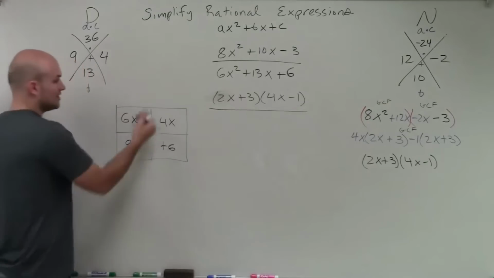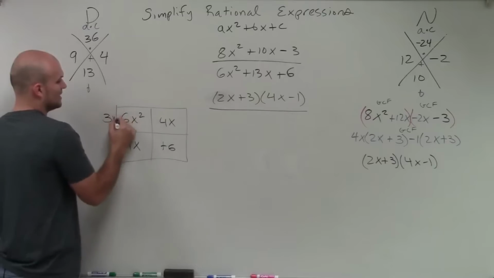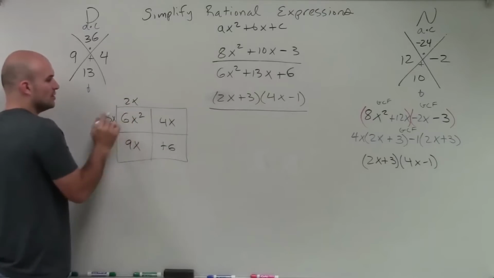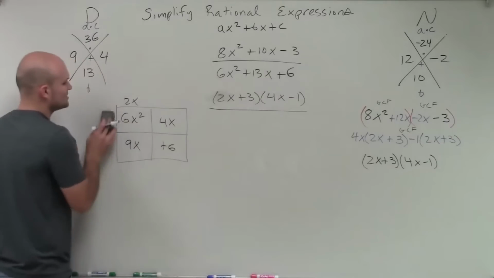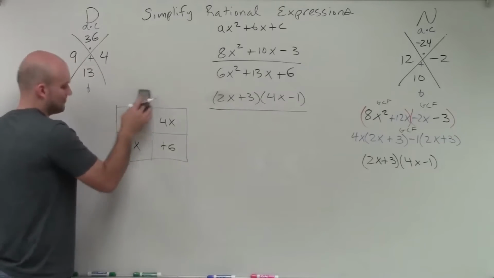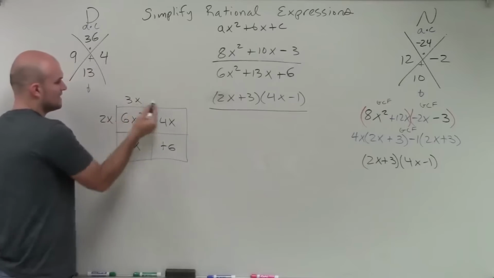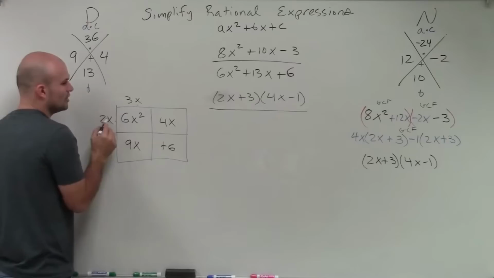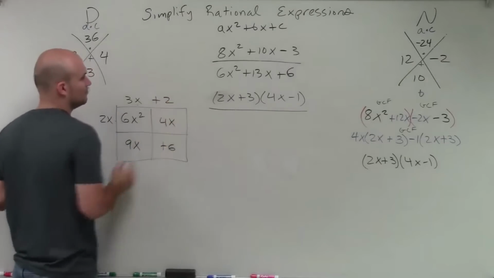Now, I know that the other two factors of 6x could be 3x and 2x. However, notice that 3x is going to have to multiply by a fraction to give us 4x. So let's rewrite them the other way. All right, 3x times 2x gives us 6x squared. 2x times what gives us 4x? Well, that's going to be plus 2.